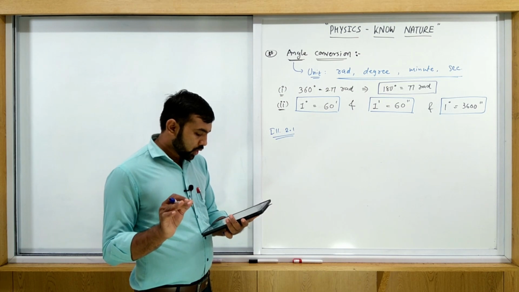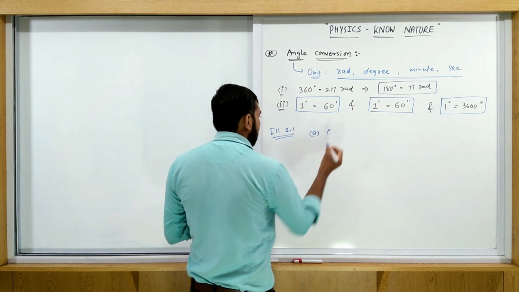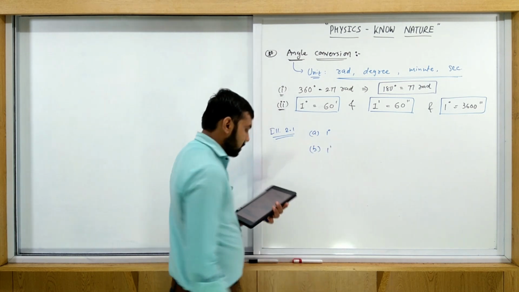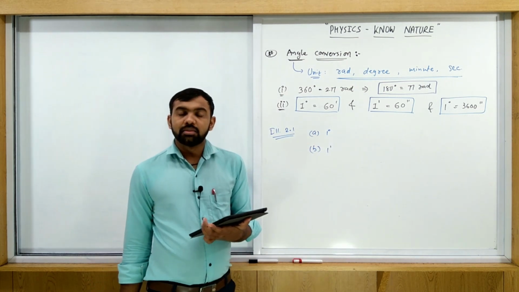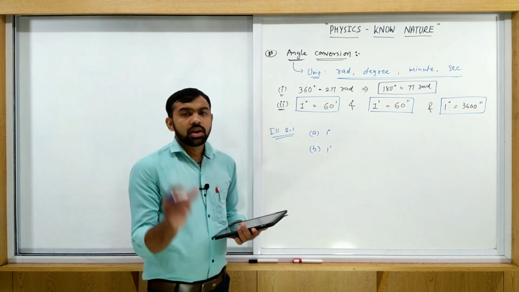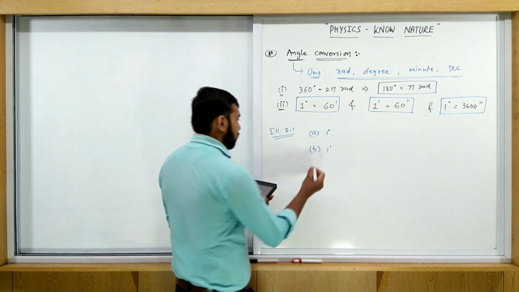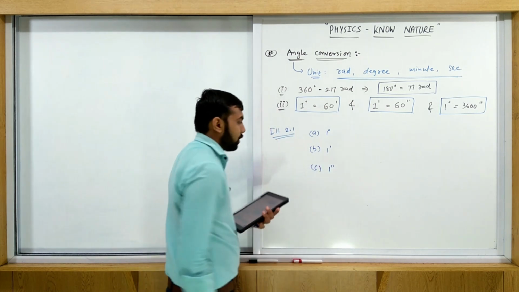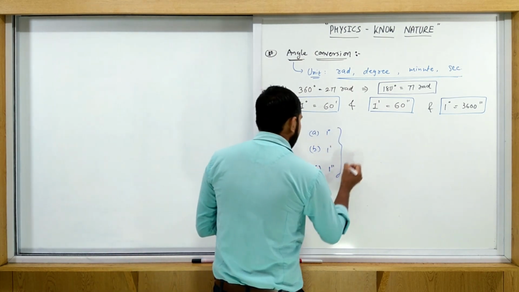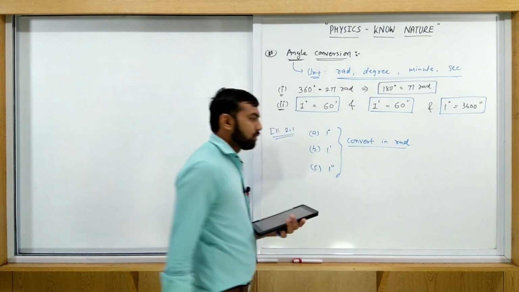Calculate the angle of 1 degree first. So first one is A, 1 degree. Second one is B, 1 minute. 1 minute is also called an arc minute, minute of arc. This is just the pronunciation. And similarly C, 1 second of arc. Convert all these angles in terms of radian. We have to find this out.